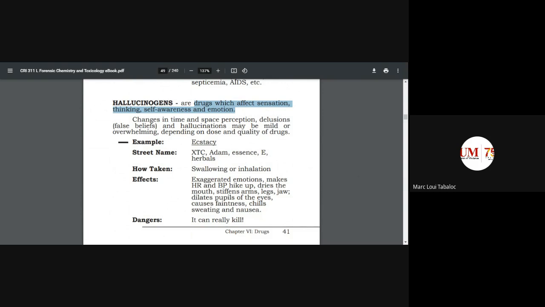There are changes in the time and space perception ng mga high nito. Okay? Delusions or false beliefs ang keyword, okay? False beliefs. Yung naniniwala sila sa isang bagay na hindi naman existing. Okay? They're hallucinating. Yan. Either they're overwhelmed or they're very sad or they believe in something that does not really exist. Yan ang hallucinogens. Yan ang paghahallucinate.